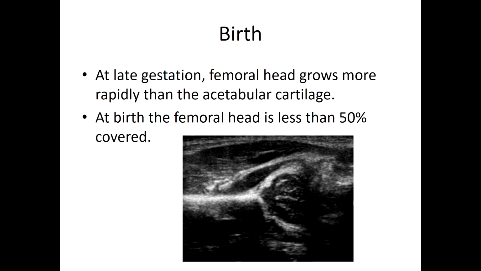What about at birth? At late gestation, the femoral head grows more rapidly than the acetabular cartilage. And at birth, the femoral head is also less than 50% covered, as you can almost see on this ultrasound scan. If you scan babies at birth, you'll probably find instability in all of them. And that's one of the reasons you try not to scan them until at least 2 weeks later, because especially for girls, there's the influence of the hormone relaxin and so on. So you have to wait until then just to make sure that you don't get some false positives.